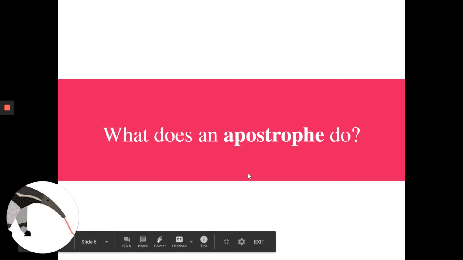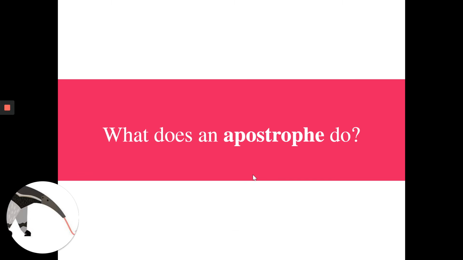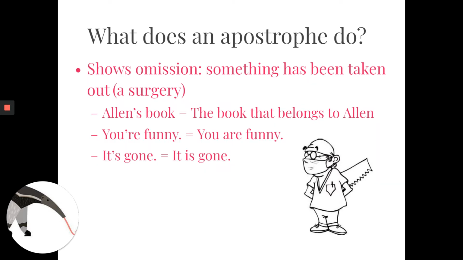But what does an apostrophe do? We know it does, maybe you've never really thought about it, but apostrophes do a lot of stuff. They can show omission. So think about that. Shows omission. Something has been taken away. Alan's book. You're funny. It's gone.